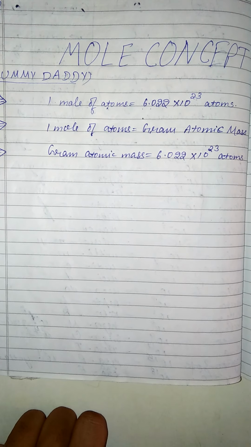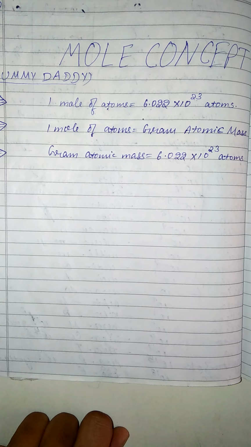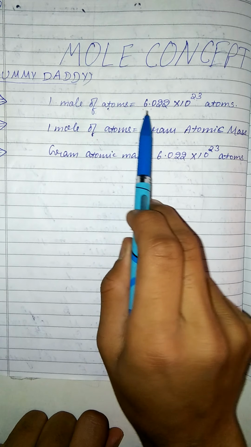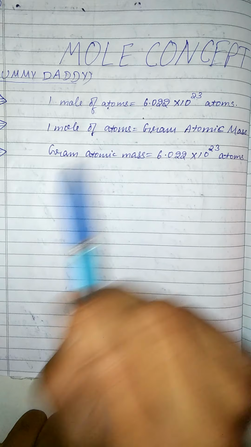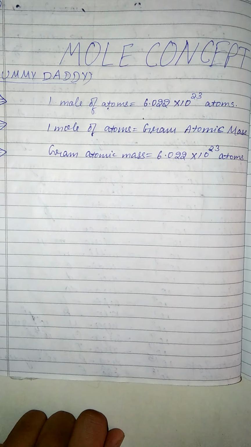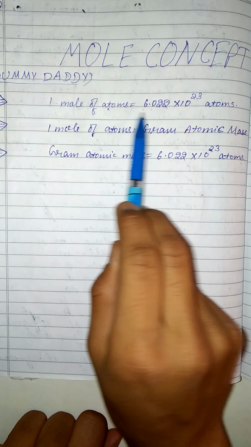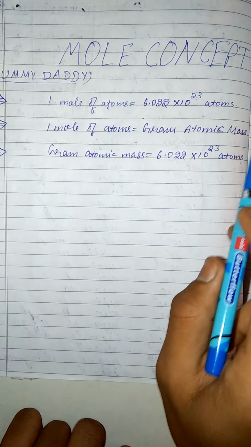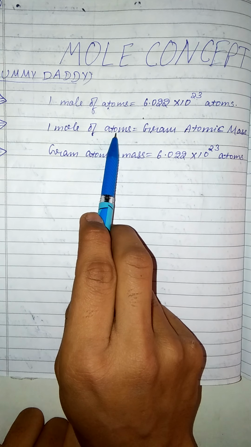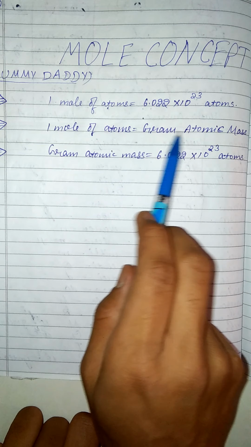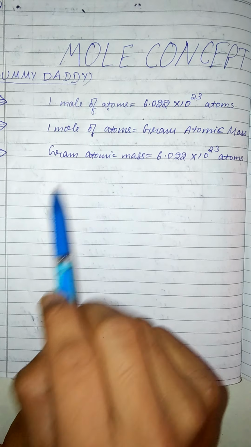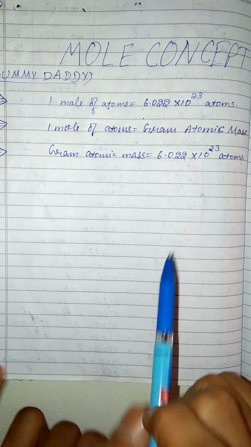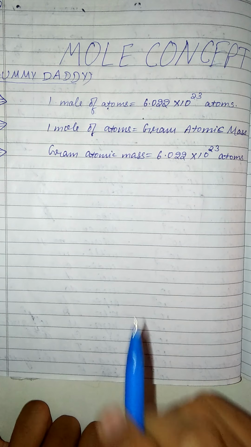The explanation of these principles is quite simple. If you look at the first one, 1 mole of atoms is equal to 6.022 × 10^23 atoms. We can say that 1 mole of atoms consists of 6.022 × 10^23 atoms, whereas at the same time 1 mole of atoms is also equal to the gram atomic mass of the atom of that element, and gram atomic mass is equal to 6.022 × 10^23 atoms.